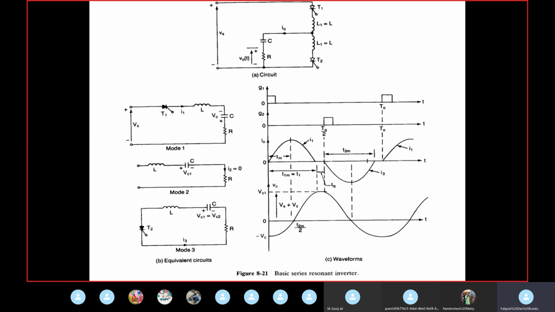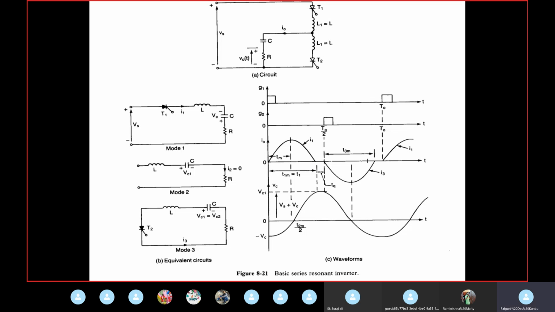Now when the thyristor T1 is fired, a resonant pulse of current flows through the load and the current falls to zero at t equals t1m. So at this point the resonant pulse of current falls to zero and T1 is self-commuted.